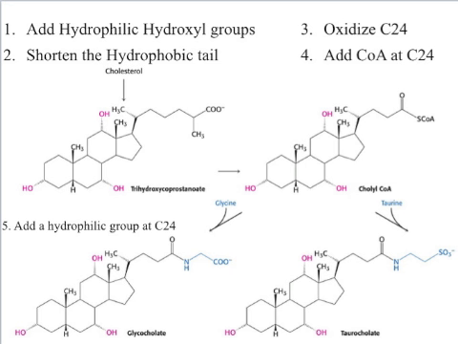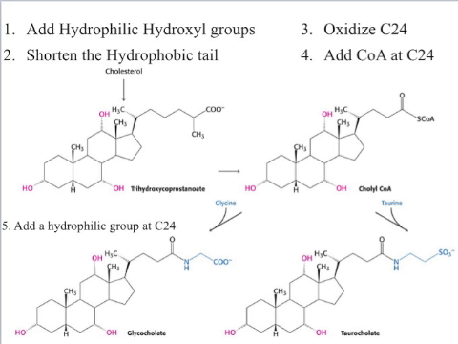The first thing we're going to do is add hydrophilic hydroxyl groups. Now if you'll notice, these are all pointing away from you, so that we're going to have a hydrophilic face that's pointing away from you and a more hydrophobic face that's pointing towards you. The next thing we're going to do is shorten the hydrophobic tail and then add coenzyme A to make a thioester. This is known as cholyl-CoA.